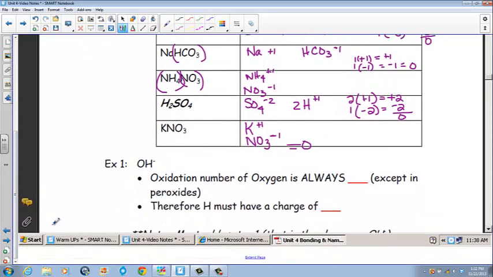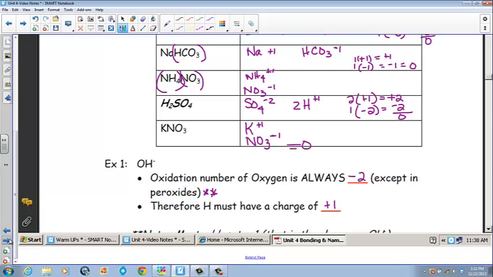Right, so let's look at this example. Hydroxide, the hydroxide ion. The oxidation number of oxygen is always going to be -2, except in peroxides. Therefore, hydrogen has to have a charge of +1. It's written backwards here, but this is a polyatomic ion, so we have to make sure that the rules are being followed.